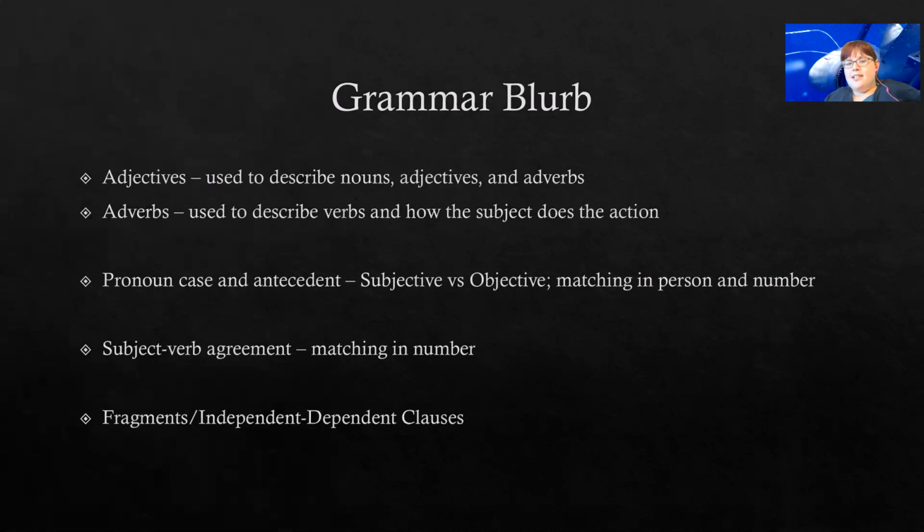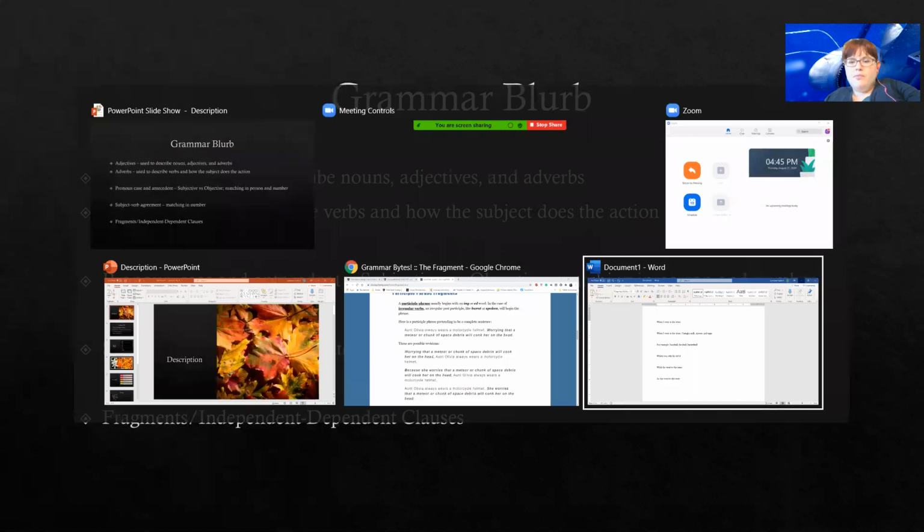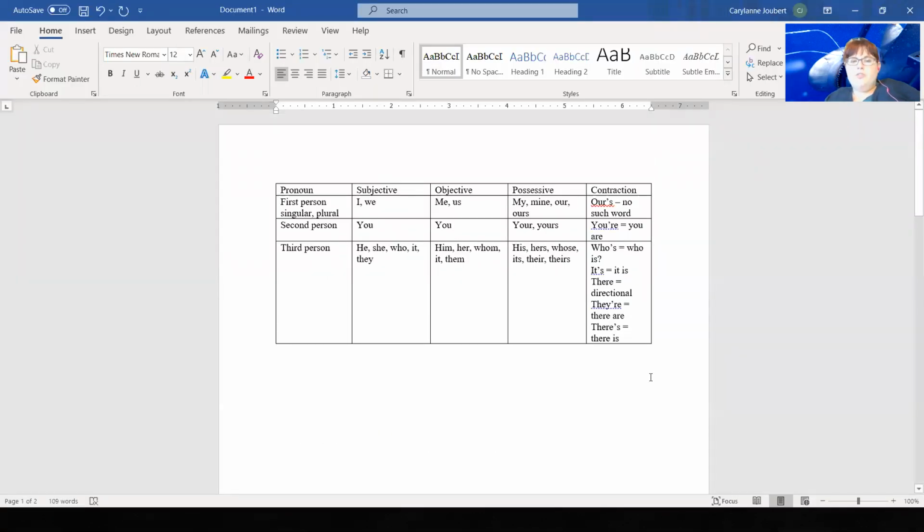Pronoun case and antecedent, we have both subjective and objective, and they have to be matching in person and number. So what do I mean here? For a subjective pronoun, that means it is the subject of the sentence. So it will do the action of the sentence that we have. So I go to the store. We go to the store. You is pretty much normal depending on objective and subjective. He goes to the store. She goes to the store. Who goes to the store? I'll come back to that in a minute. It goes to the store. They go to the store.